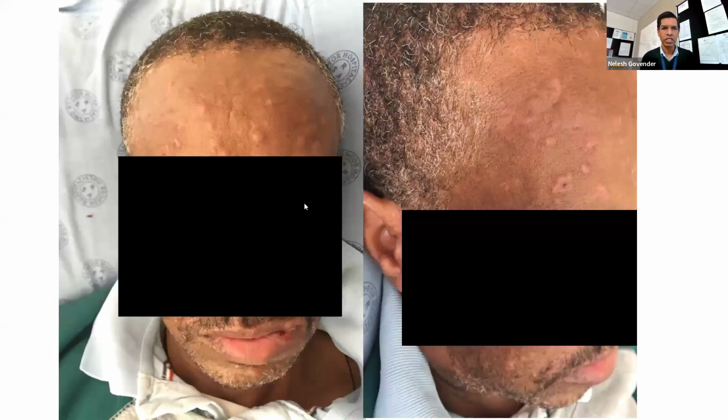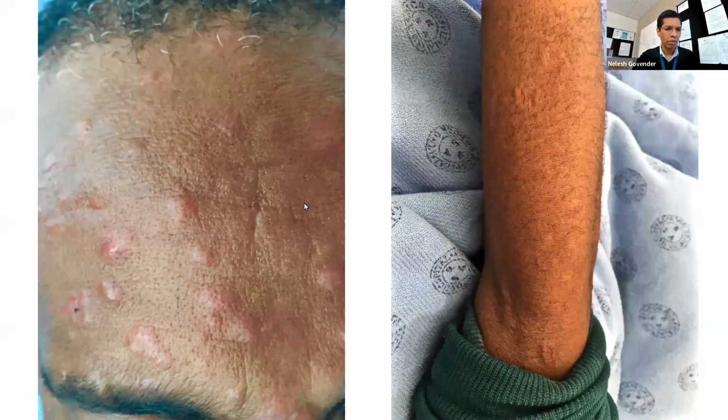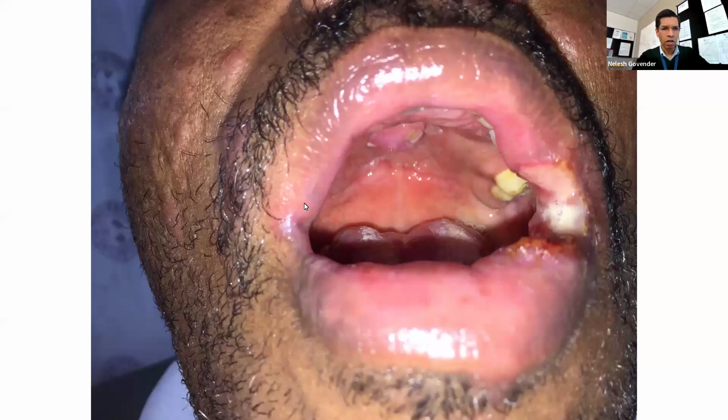So these are the pictures of those lesions. And you can see the suggestion of this one in particular being umbilicated, possibly. Here's a close-up, or maybe he'd scratched it or something. And here's a picture of the lesion on his palate, which was very painful. You can also see that he had oral thrush.